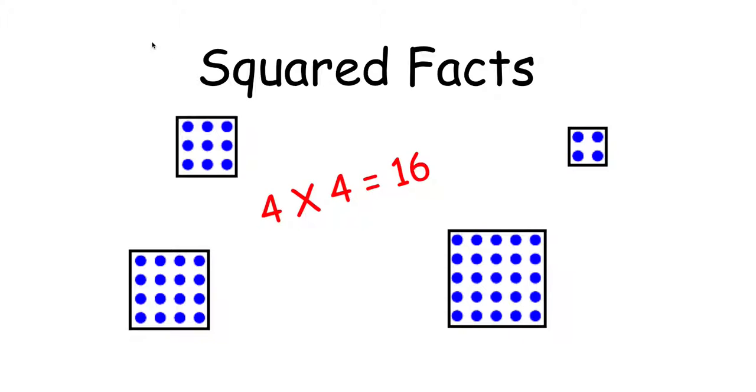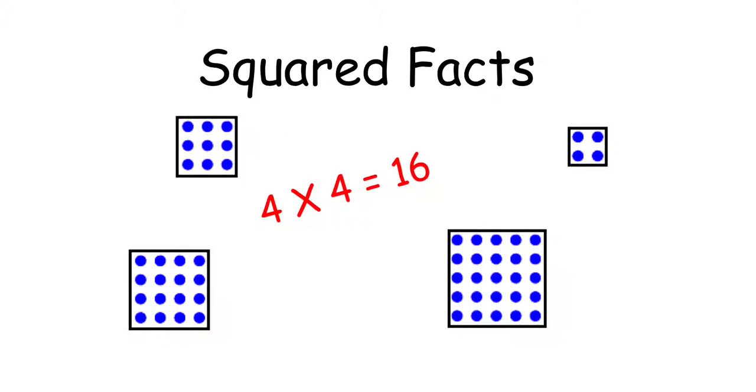So squared facts are facts where I could use arrays. As you can see here, I have 4 arrays written up here. This first array has a square around it. This next array has a square around it, and the other two also have a square around them. And here's an example of a squared fact, which is 4 times 4 equals 16.